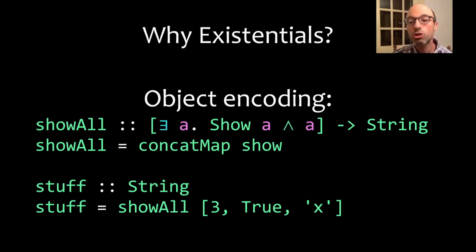Then I can use show-all on what appears to be a heterogeneous list. This 3, true, and x, it's not really heterogeneous, because actually each one of these has this existential type, because each one of these has a Show instance.